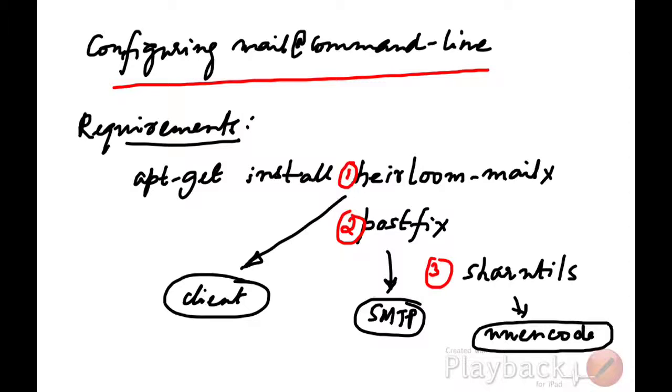The third important thing we need to install is sharutils. This is required because we need something called uuencode. uuencode is required for attaching files in your emails. So once you have these three utilities installed on your system, then you are ready to start configuring your system to send mails once the job is executed and so on.